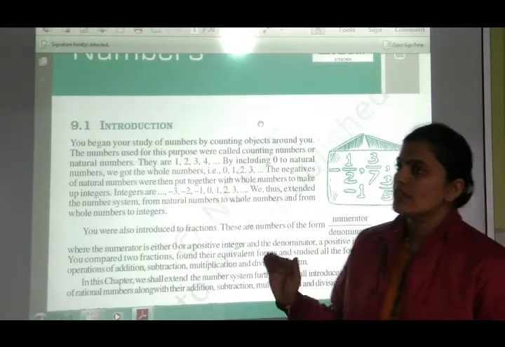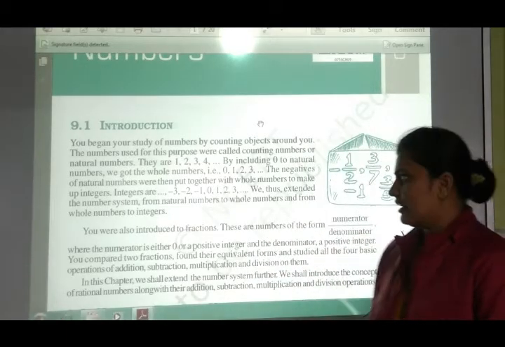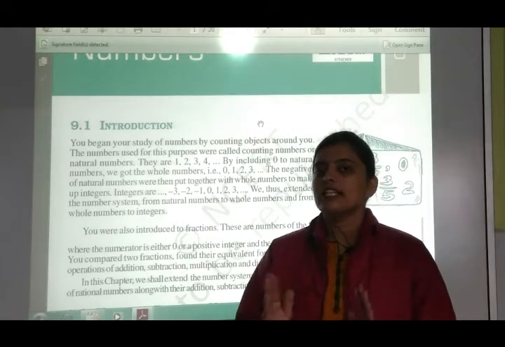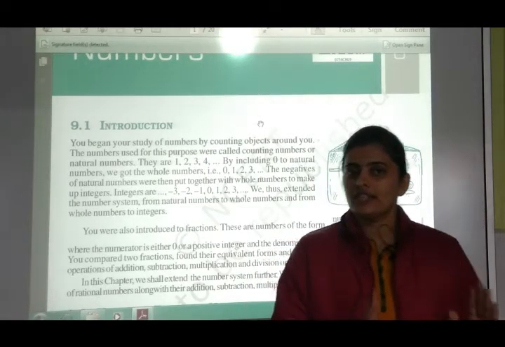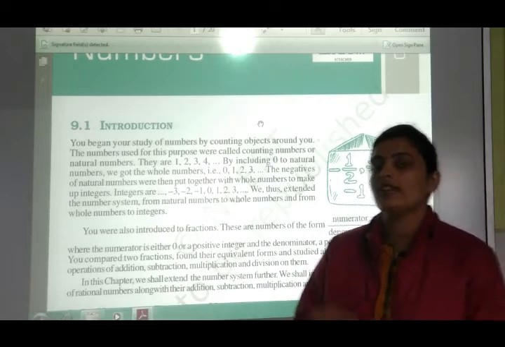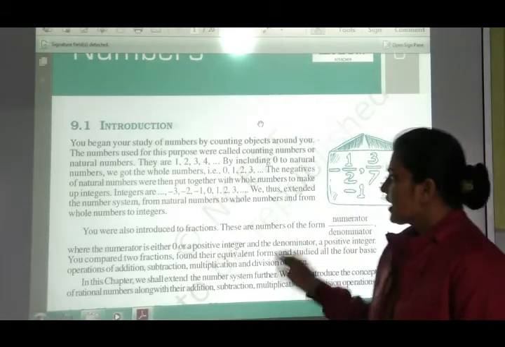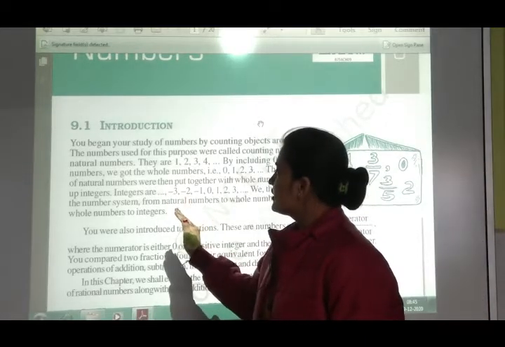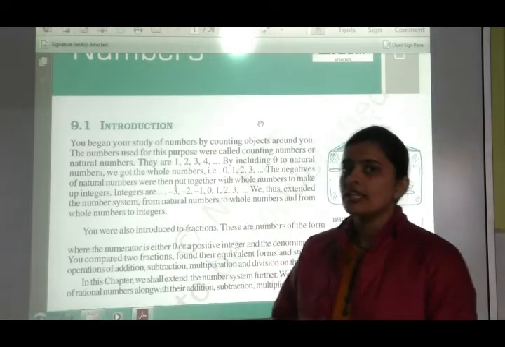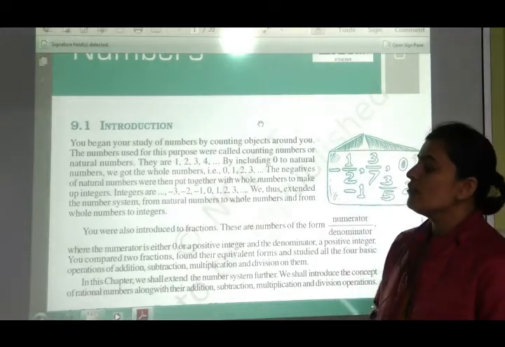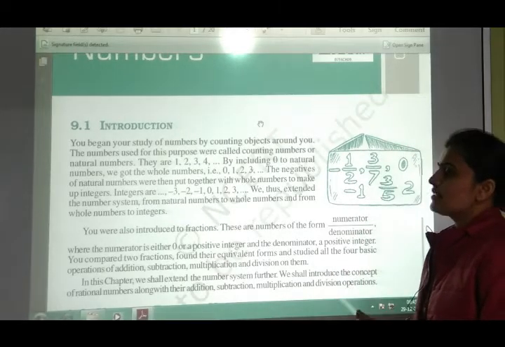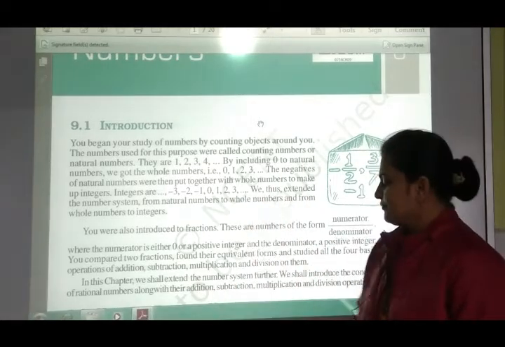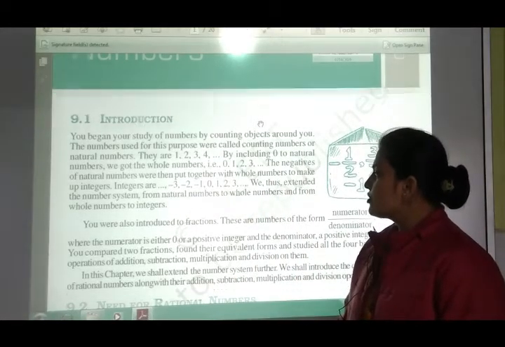Now about natural numbers and whole numbers you know very well. About integers also we have studied. What is there in integers? All the negative numbers are there, 0 is there, and positive numbers are there. After natural numbers, whole numbers and integers, the number system is extended a little more, and we have to study rational numbers. Now what are rational numbers, that you should know.